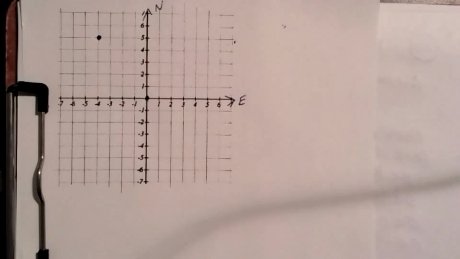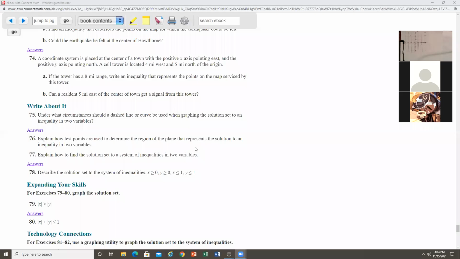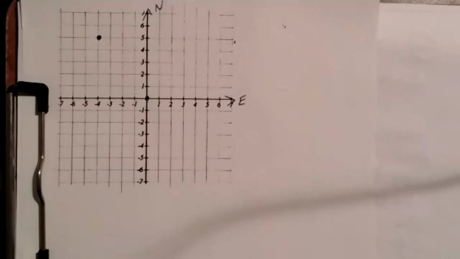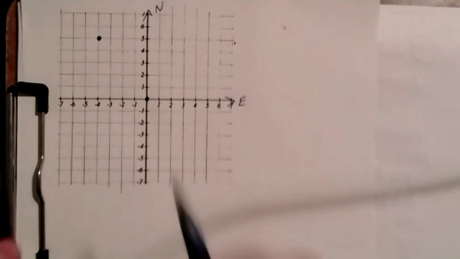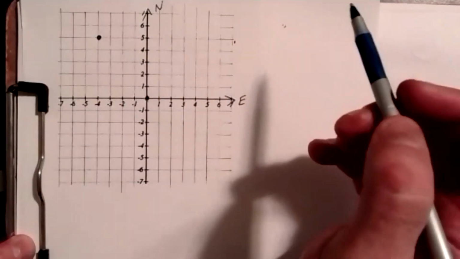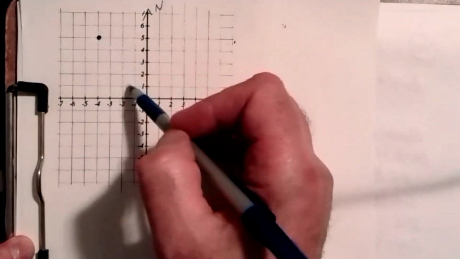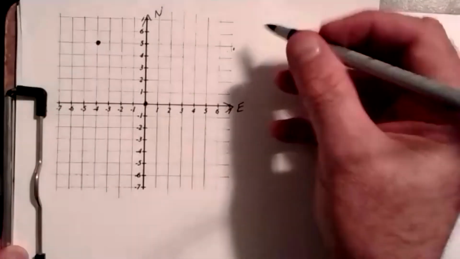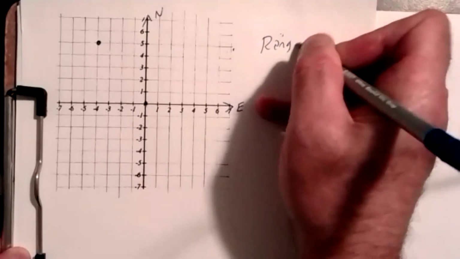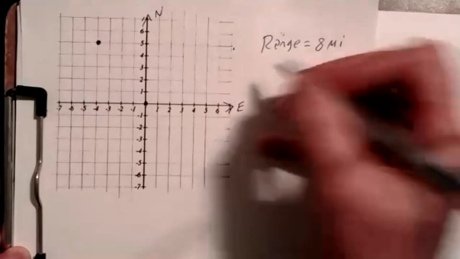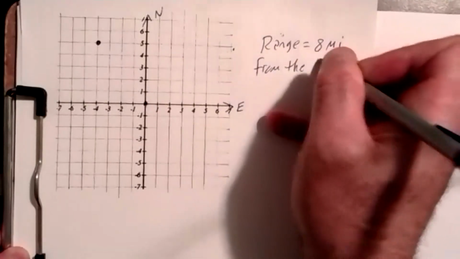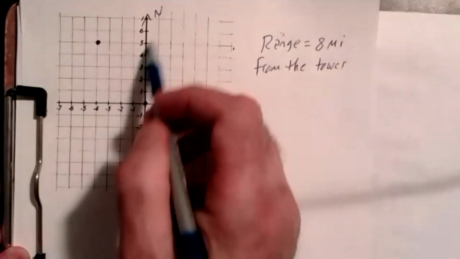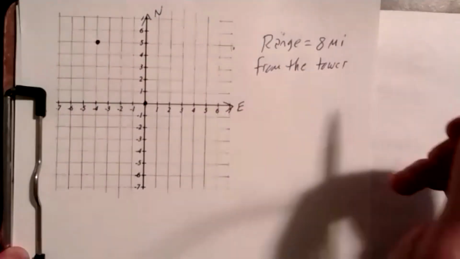Now, what was the range of this cell phone signal from the tower? The range is 8 miles. Ladies and gentlemen, if the signal has an 8-mile range, do you agree that that would be the radius from the tower that the signal can be accessed? So the range is 8 miles from the tower. This signal reaches out 8 miles in all directions around this tower.